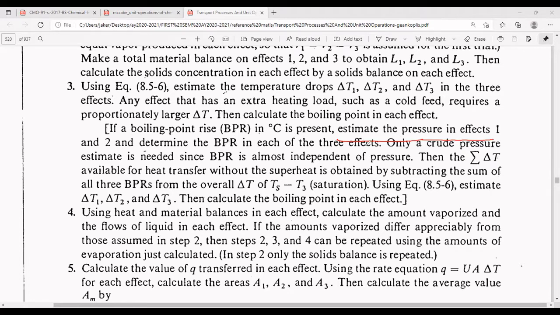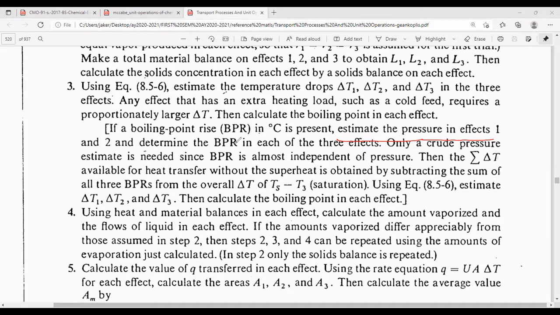Now, how will this let you determine the BPR in the first place? After you have estimated the pressure in each of your effects, you are to determine the saturation temperature for all your effects. You have already determined the third effect. So it follows that with the pressure, you can go to your steam tables and determine the saturation temperature for each of those estimated pressures. Then that would be your basis for the saturation temperature for effects 1 and 2.